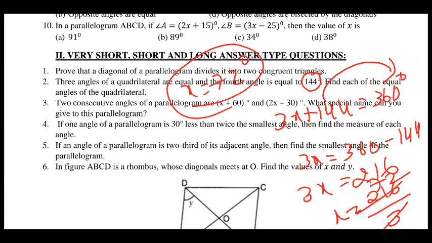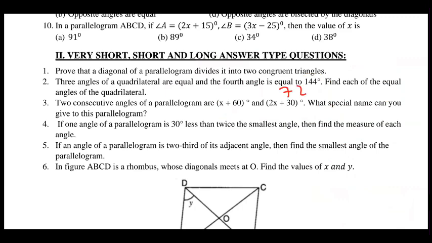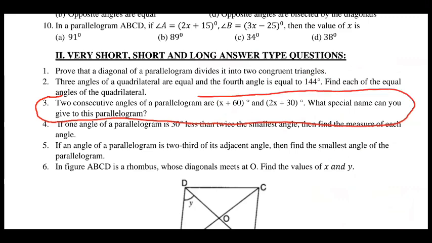The question they have given you is to find each of the equal angles, which is nothing but 72 degrees. You have to write this, okay? Angle A is equal to 72, angle B is equal to 72, angle C is equal to 72, and angle D is equal to 144 degrees. That's all. Understood? These problems are very easy. You just have to be well prepared.